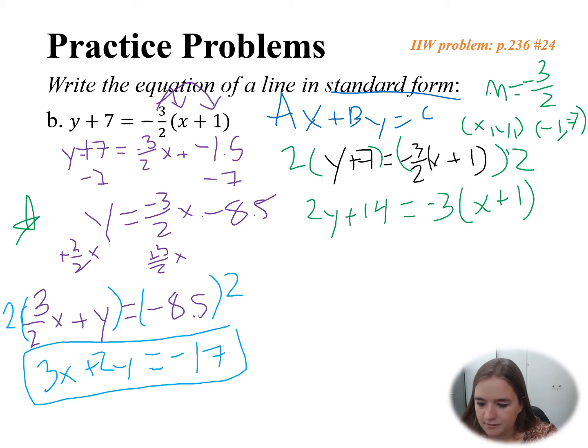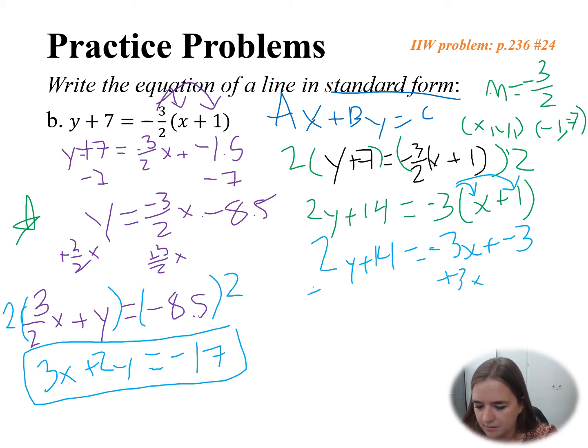Next step that I need to do is I need to get rid of my parentheses. So I'm going to distribute, and I get 2y plus 14 equals a negative 3x plus a negative 3. Well, now I want to move my x over to the other side. I'm going to add 3x to both sides. And I get 3x plus 2y plus 14 equals a negative 3.